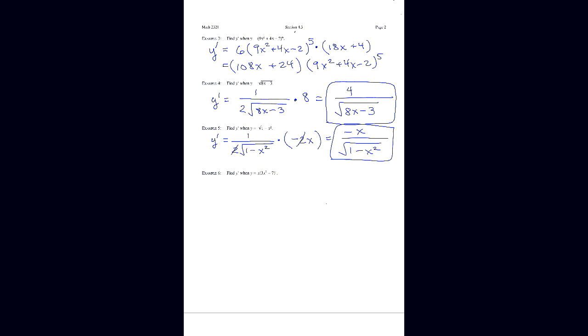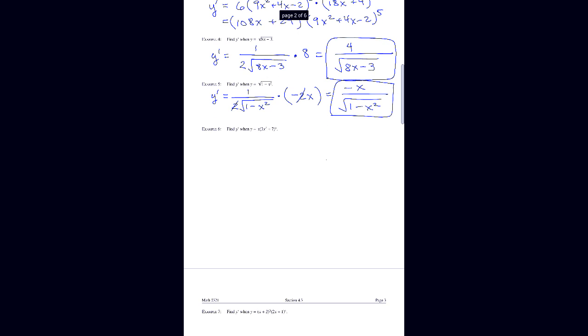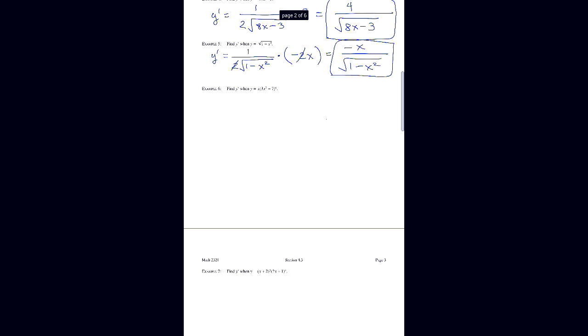Okay. Questions? All right. Let's look at example 6. So example 6, we have y is equal to x times 3x squared plus 7 raised to the 4th power. Now, when you go to do this derivative, you have to think, what is the overall derivative that needs to be done? The 4th power is just a single part of it. It's x times 3x squared plus 7 to the 4th.